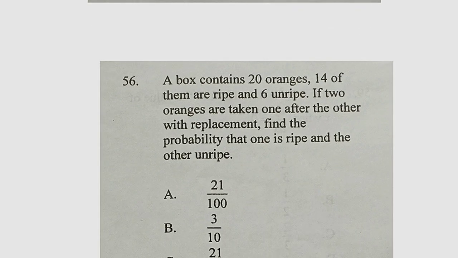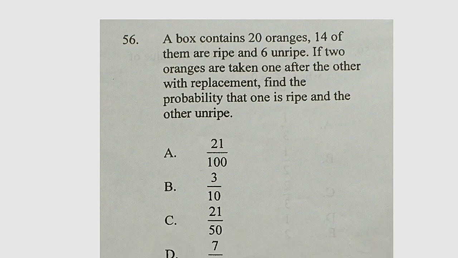Question number 56 reads: a box contains 20 oranges. 14 of them are ripe, while 6 are unripe. If 2 oranges are taken one after the other with replacement, find the probability that one is ripe and the other one is unripe. So we are picking only 2 oranges, one is ripe and one is unripe, with replacement, meaning if you pick, you're going to replace it back. Therefore, the 2 selections are independent.